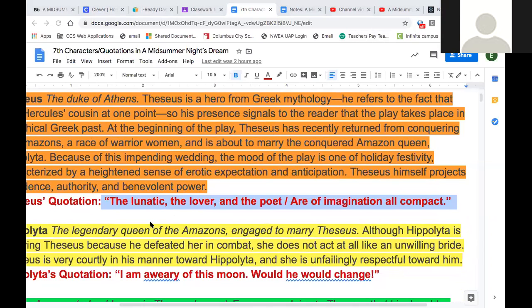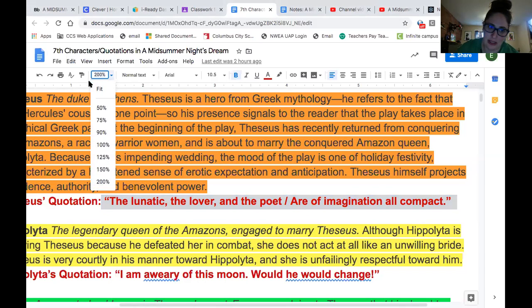All right, I got this. "The lunatic, the lover, and the poet are of imagination all compact." Okay, so thank you, Shakespeare, for making everything confusing. It's super helpful to everyone.